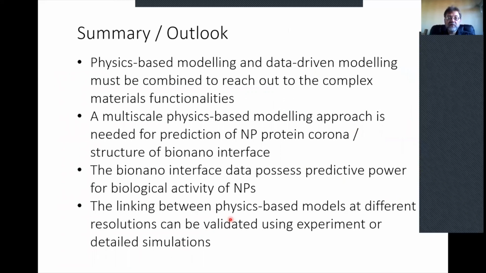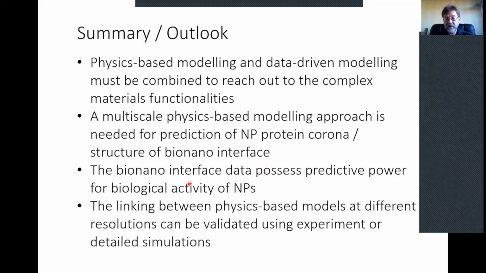So finally, I summarize and give an outlook. We see that if we want to make predictions of complex outcomes and functionalities of materials, we should combine physics-based modeling and data-driven modeling. We cannot do everything from physics-based, and we cannot do everything using just the data-driven, but the combination worked well. Then for physics-based, to describe complex interactions and properties of the bionano interface, we need to use a multiscale methodology, combine different resolutions and different levels of description.